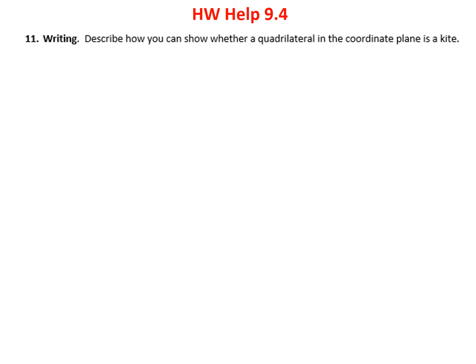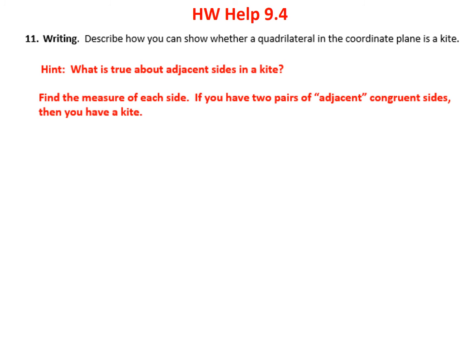Problem 11 asks us to describe how you can show whether a quadrilateral in a coordinate plane is a kite. Well, what's the definition of a kite? In a kite, you have 4 sides, and you have 2 pairs of consecutive sides, meaning they're next to each other, that are congruent. All right? So what you have to do then is find the measure of each side. And if you have 2 sides that are next to each other that are equal and another 2 sides that are equal to each other, you have yourself a kite. By the way, if all 4 sides are the same, then you would have a rhombus.